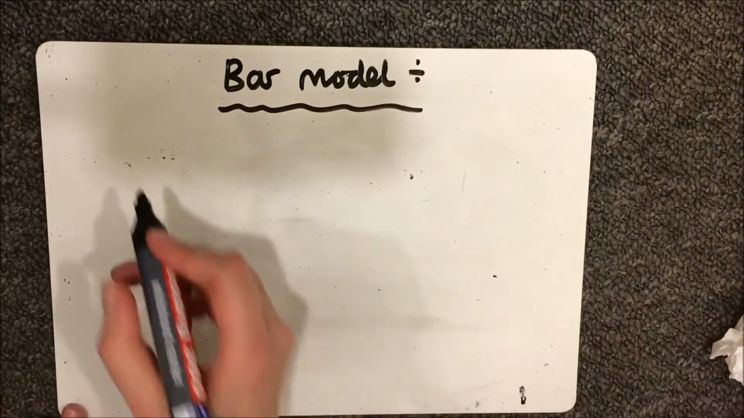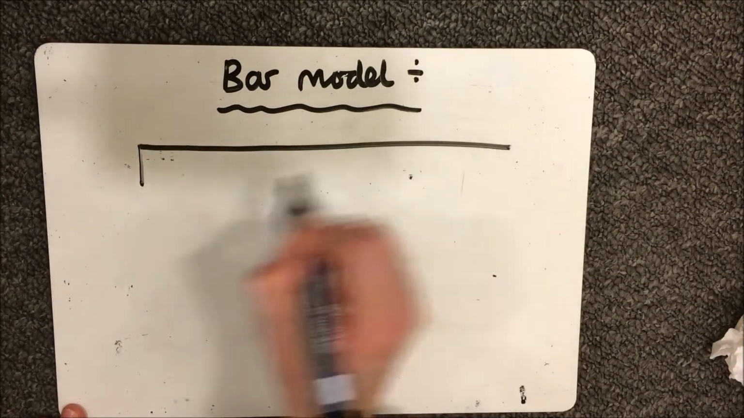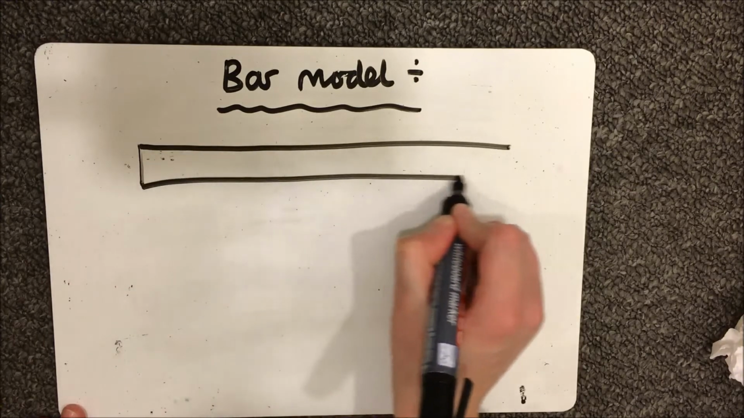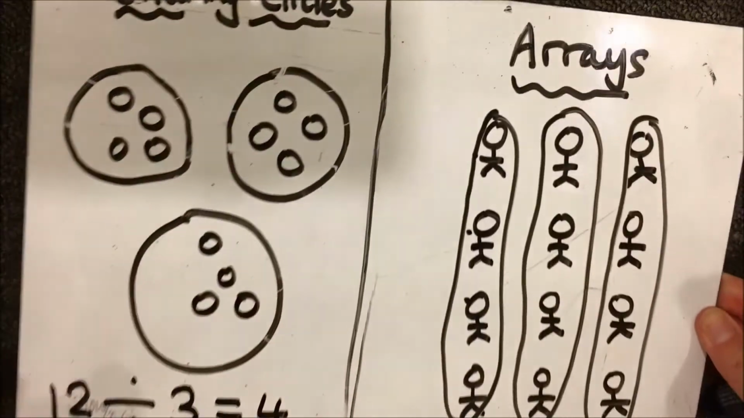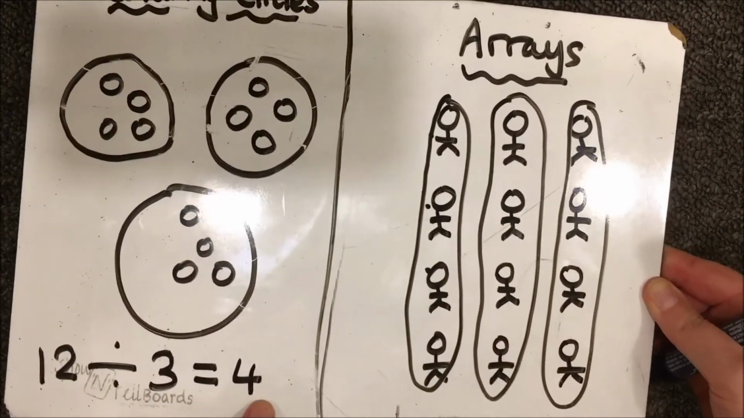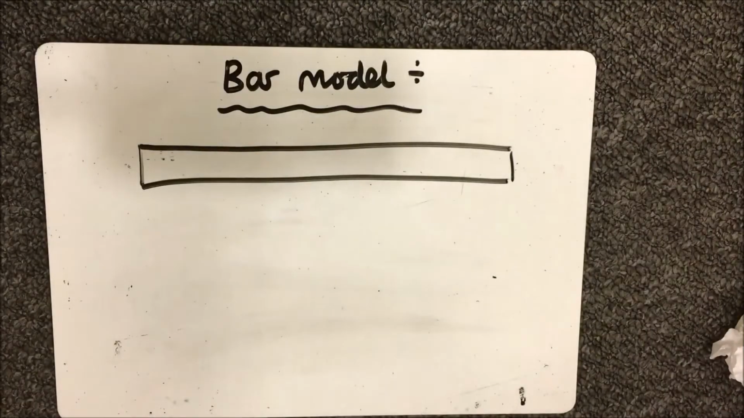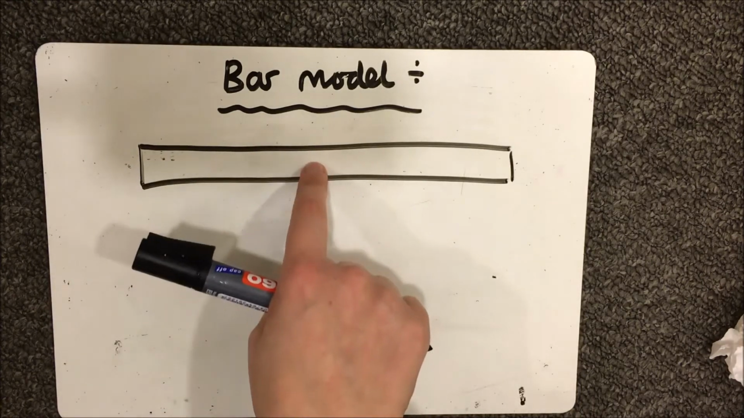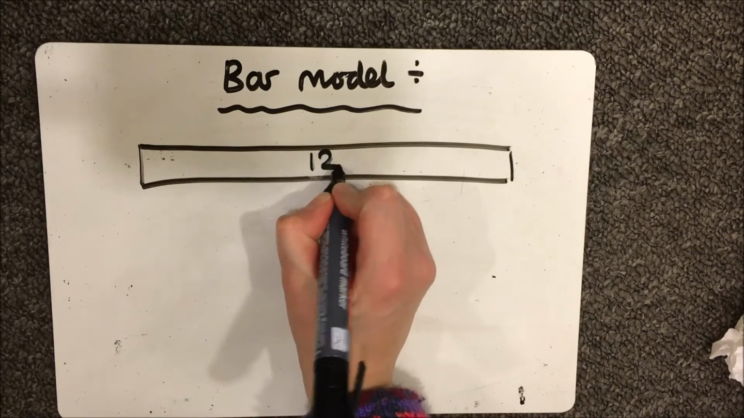Let's have a look. So I know I've got 12 children. That's my whole. Because when we divide, our number gets smaller because we're sharing it out. We started with 12 here, and when we shared it out between 3 groups, we ended up with 4. So 4 is smaller than 12. So when we divide, the number of objects or things that we're sharing out is always going to be our whole. So our whole is going to be 12 children.